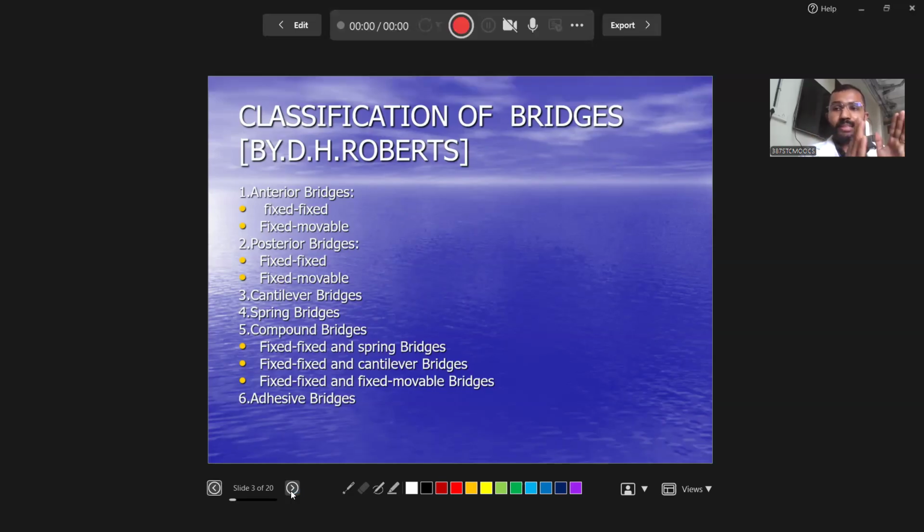Why there is a classification between fixed and fixed mobile, I'll be telling in the upcoming slide. The third one is the cantilever bridges, and the fourth one is the spring bridges. The fifth one is the combination of the above four, called compound bridges. The last one is called adhesive bridges.